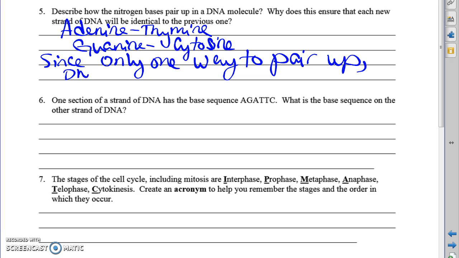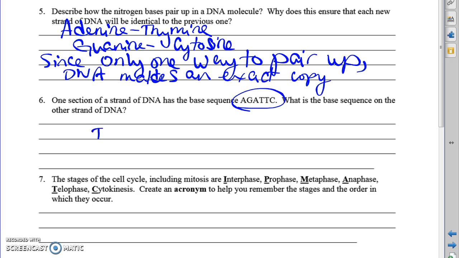the DNA makes an exact copy. So that brings us to question 6. If this is your sequence, what's the other half of this double strand going to have to be? So if it's AGA-TTC, it would be TCT-AAG, and that's the only way it can match up.